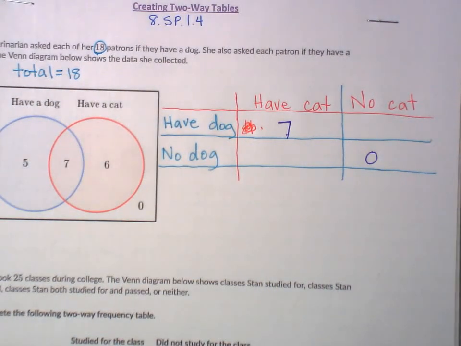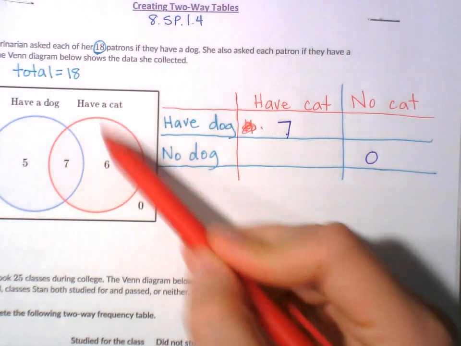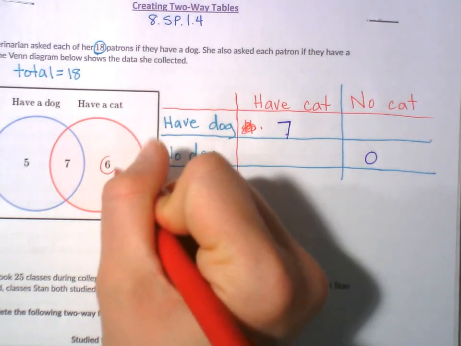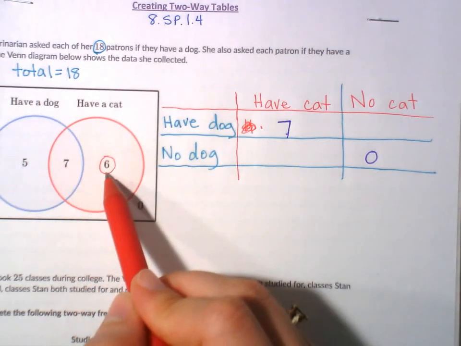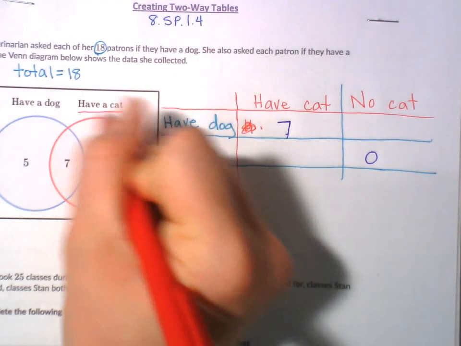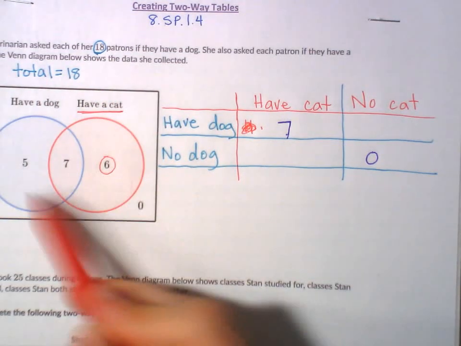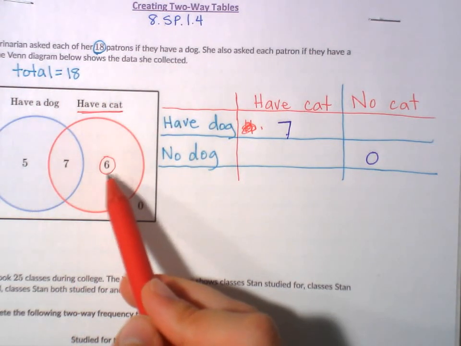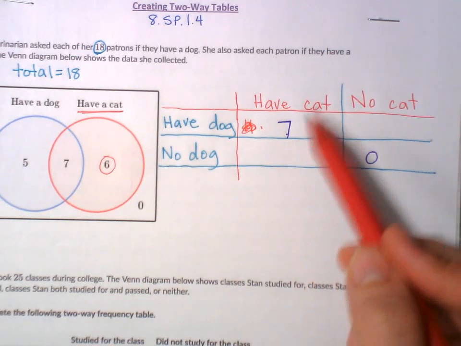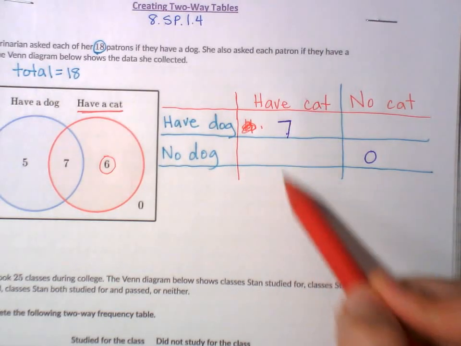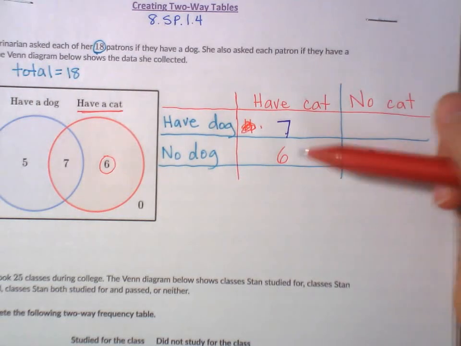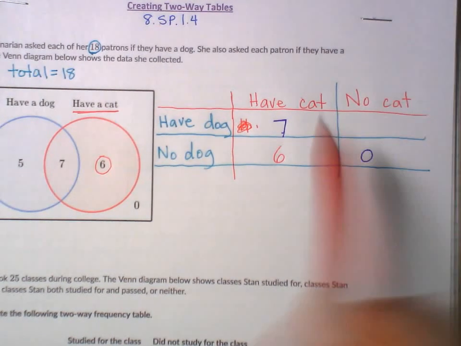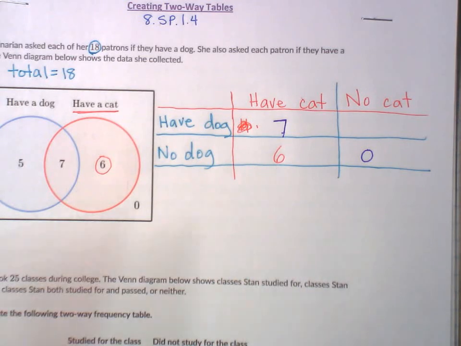Now, this is when it gets a little bit more tricky to me. This 6 right here, that is in the red circle, but it's not touching the blue. The red circle, they have a cat, but they don't have a dog. They're not in the blue. They just have cats. So have cat, no dog, right here. 6 people have a cat, do not have a dog.